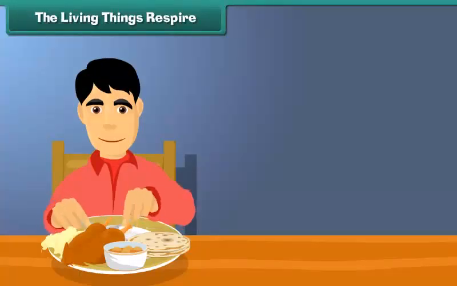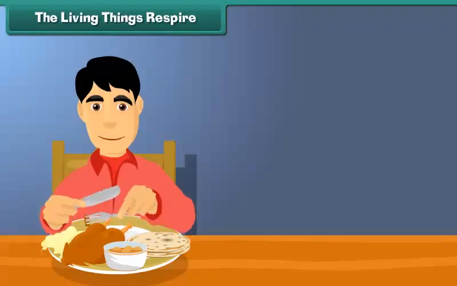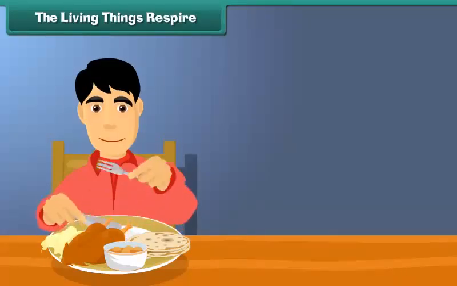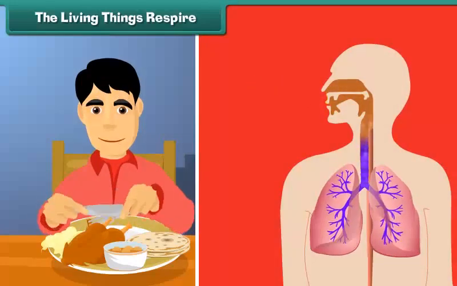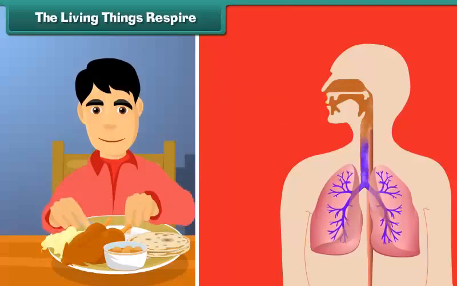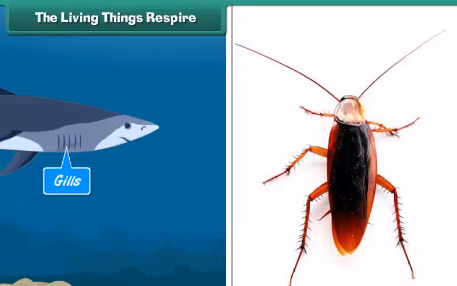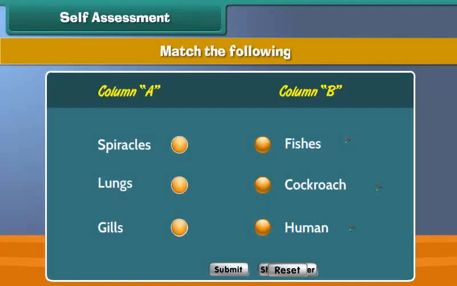The living things respire. Living things require oxygen to get energy from the food. They get the required oxygen by the process of respiration. During respiration, oxygen is breathed in, and through the blood it reaches each and every cell of the body. Human beings have lungs for respiration. Fishes have gills, and cockroaches have spiracles.